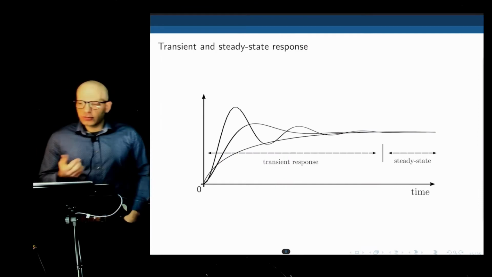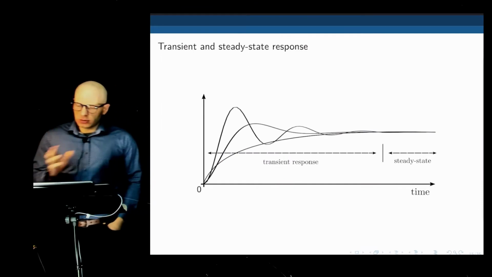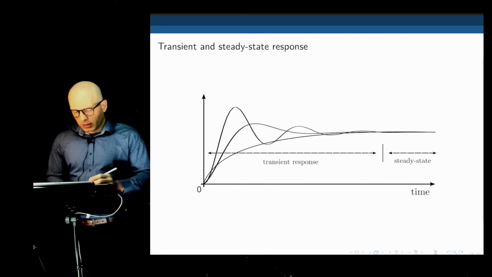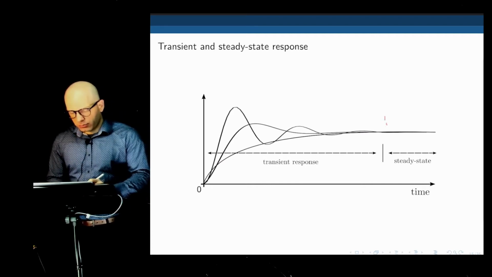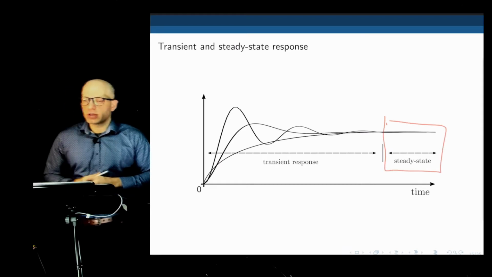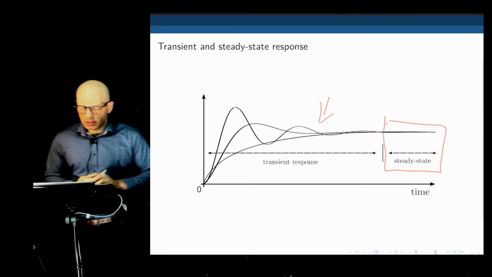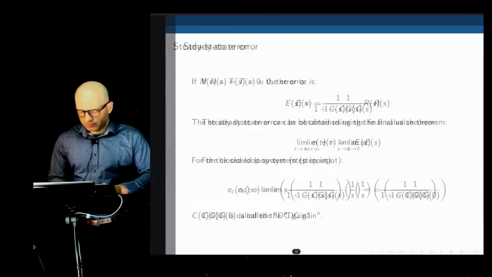Okay, so this picture is familiar to you. Now I have still two phases, the transient and the steady state. And now we have our feedback loop, and we want to evaluate how the feedback loop is affecting the steady state value. And then later we'll go back to the transient and see how that affects the transient.